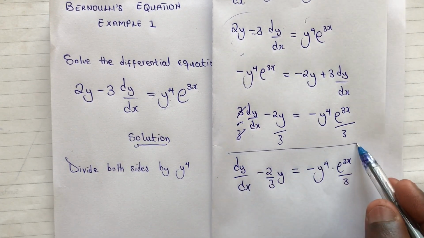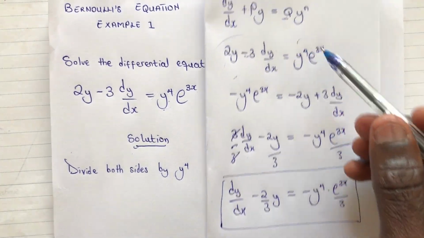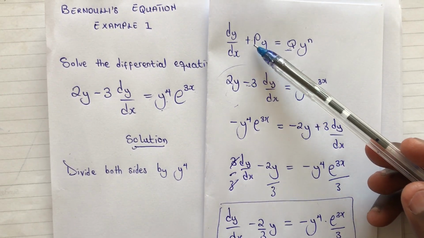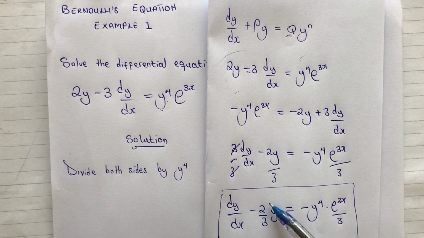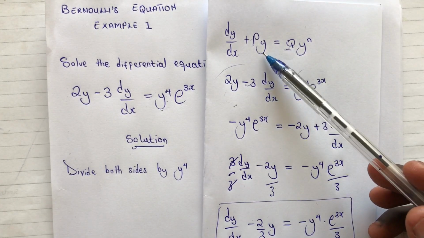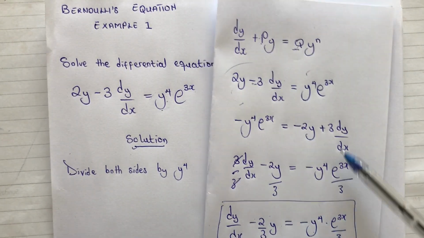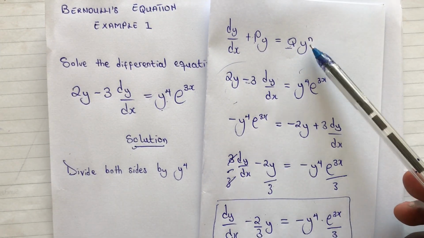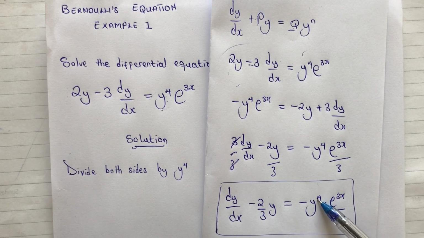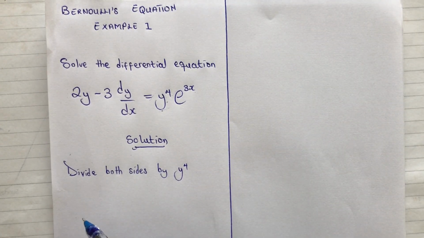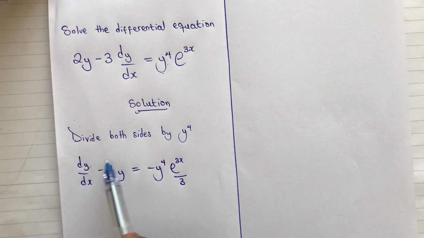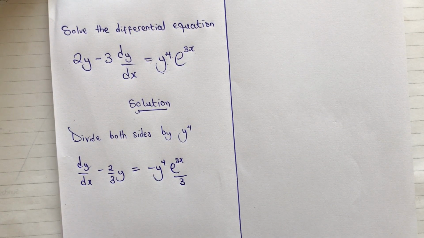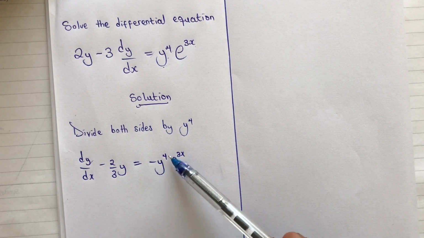Alright, now this equation we have here is in this form, as you can see. So we have our dy/dx, we have our p function, which is minus 2 over 3. Then we have y, which is here. Then we have q, which is this over this. And then we have y to power n, which is here. So this is how the form will be. After you have been able to rearrange the equation, now you can divide both sides by y to power 4, so that we can get rid of this side.